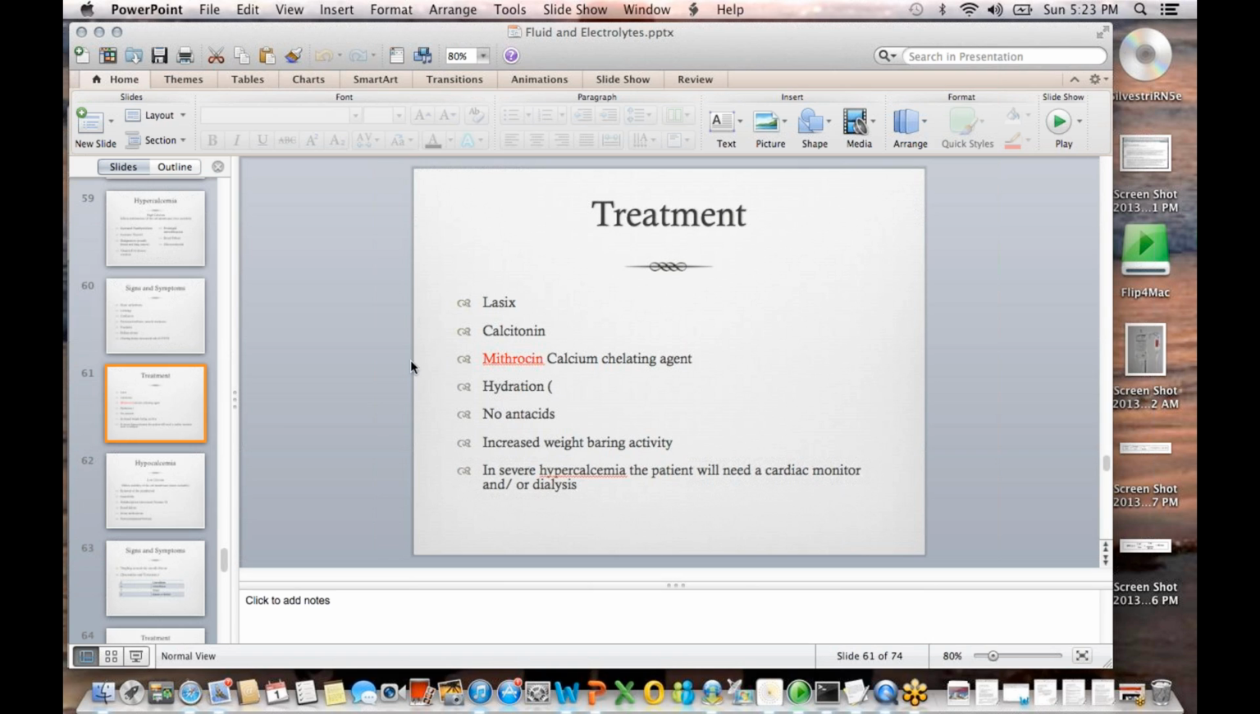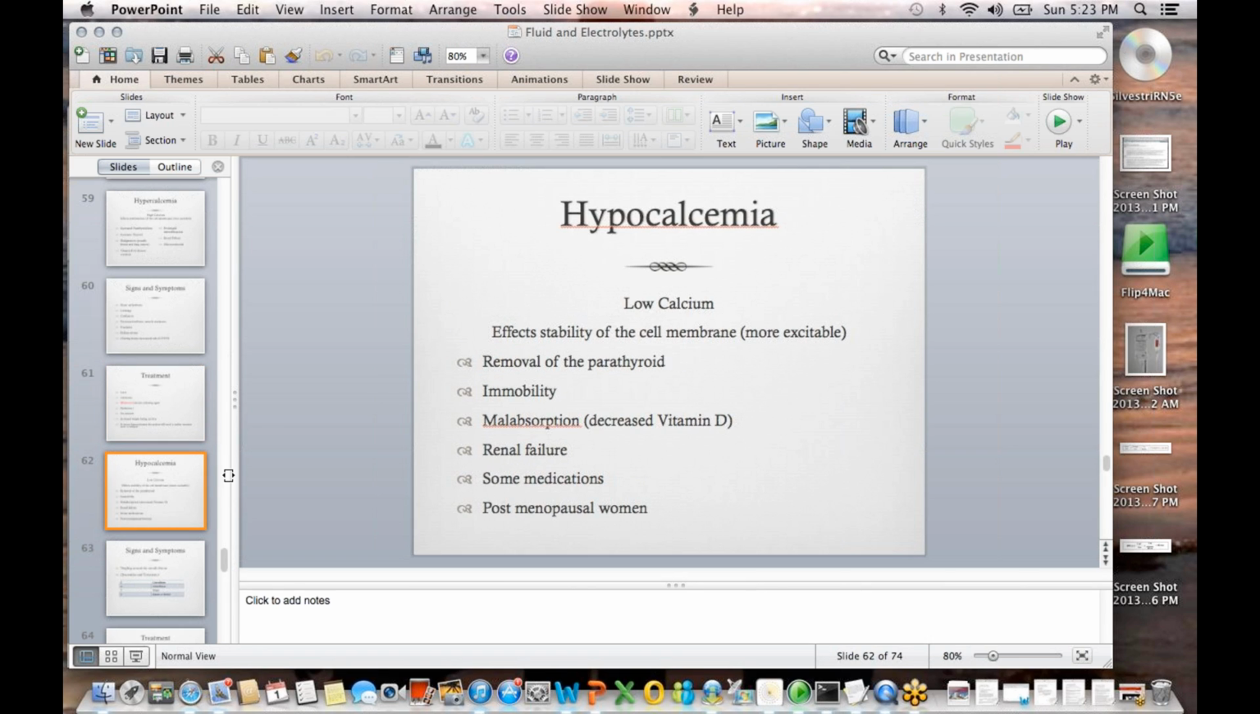So for treatments, you can give calcitonin. Sorry, this is a calcium chelating agent, so it binds the calcium. No antacids. That's important as far as dietary considerations, because antacids are calcium carbonate, so if they have high calcium levels, it could be because of that. Weight-bearing activity keeps calcium in the bones, so if you help them facilitate weight-bearing activity, you can decrease the blood calcium levels. And if severe hypercalcemia, you want to monitor the cardiac arrhythmias, and they may need dialysis.